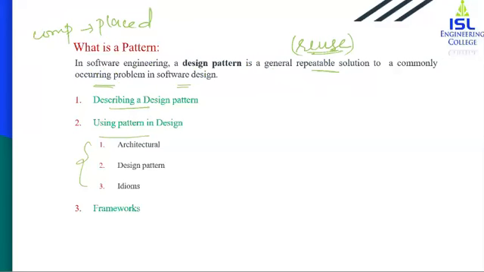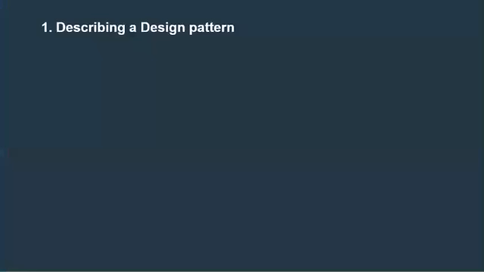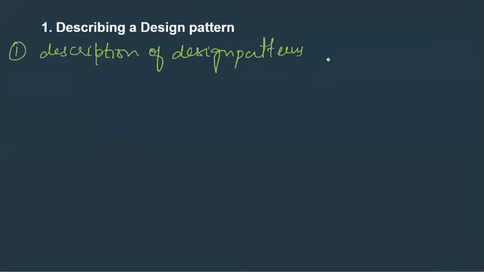Starting with the first one, describing a design pattern. Describing is description. Within describing a design pattern, there are 3 things it's going to do. The first one is that it is going to describe the design pattern. However you're describing your design pattern, the description of your design pattern may be considered as a set of different design forces. Now you might be wondering, what are design forces?